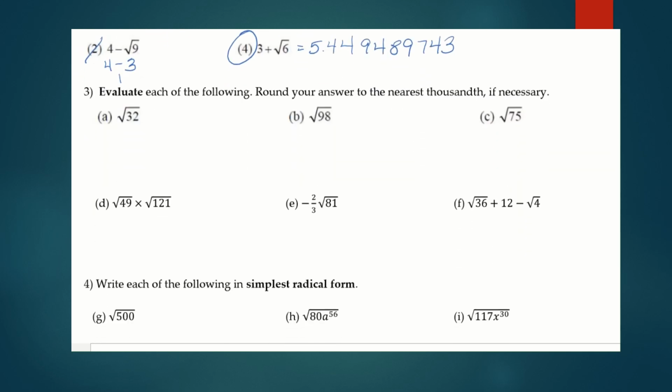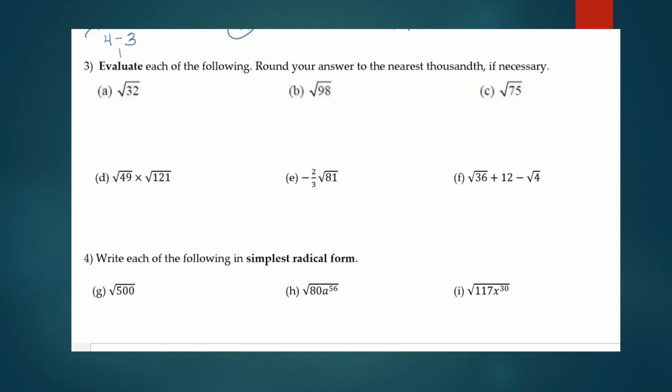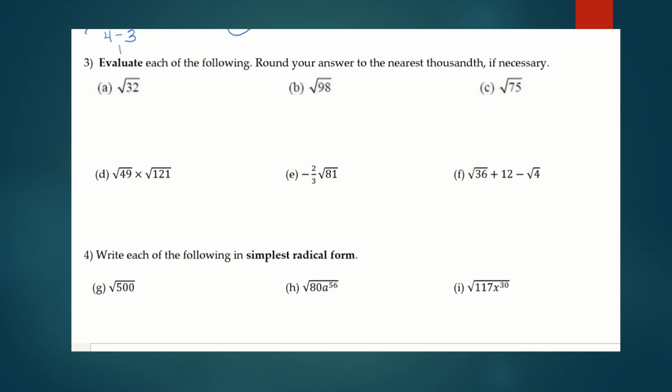All right, let's move on to square roots. So we're going to evaluate the following square roots, and then we're going to round any answers to the nearest thousandth if necessary. Okay, so evaluate means we want to find out the value of these numbers when the square root is actually taken.